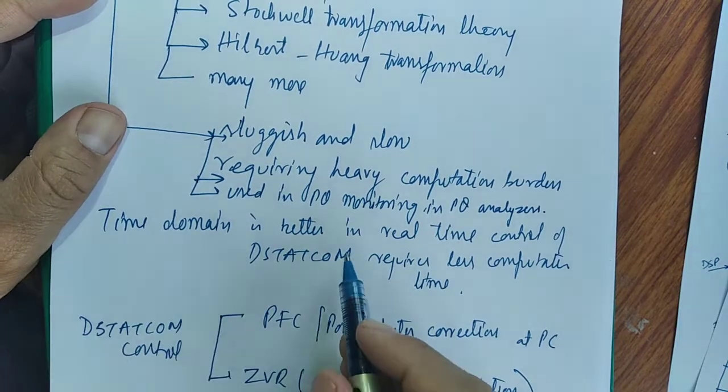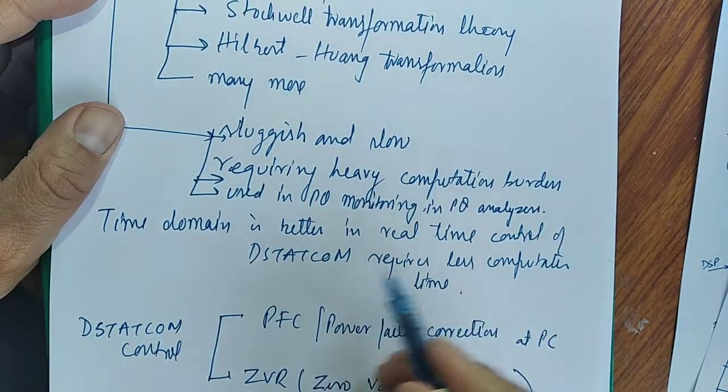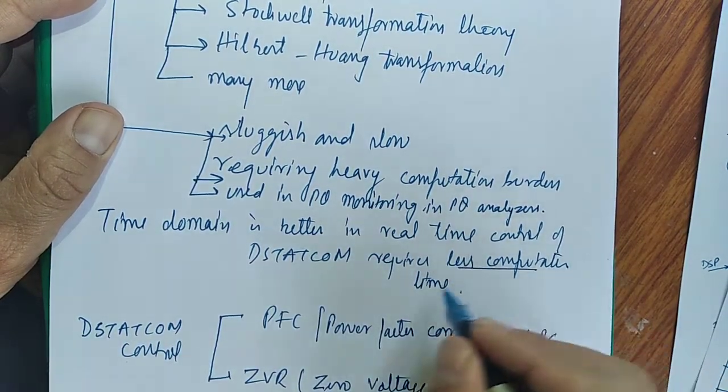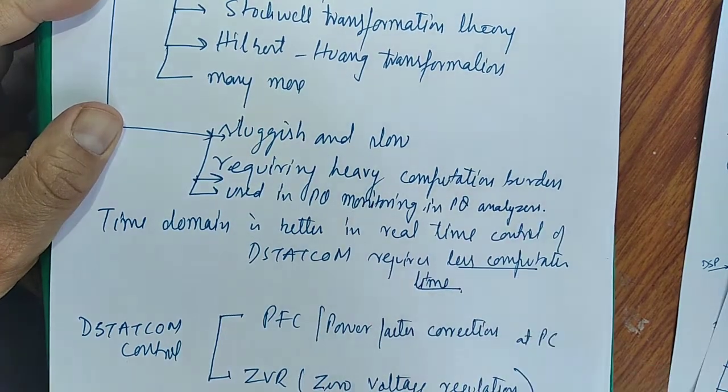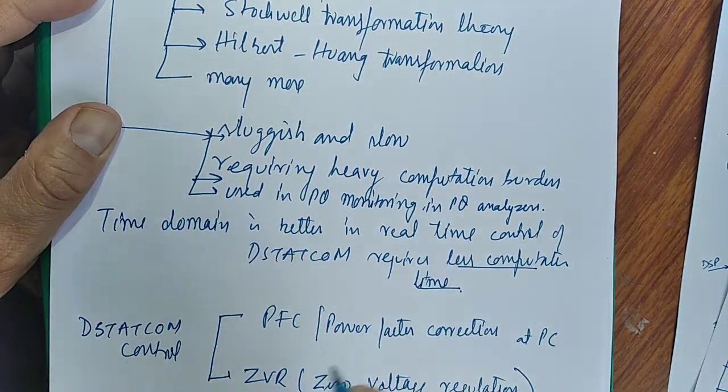So time domain is better for real-time control of the D-STATCOM. It requires less computational time, because its computational burden is less compared to the frequency domain.